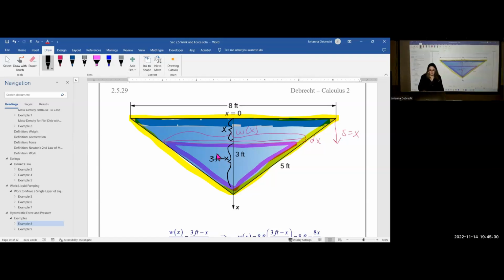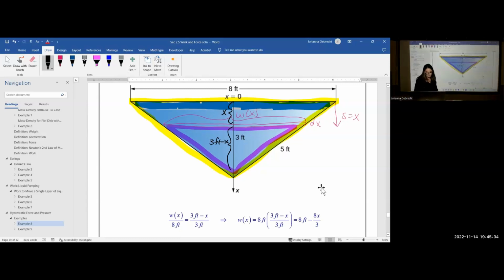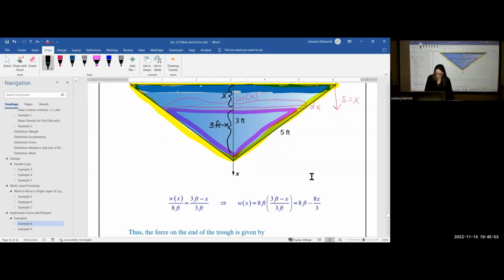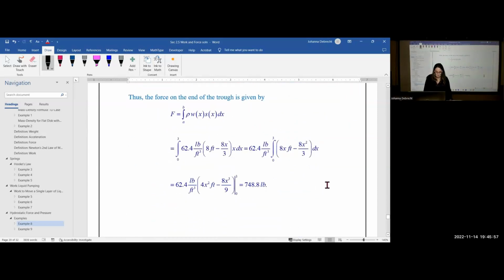All right. So when I set up the proportion, I get the following. W of X over 8 feet has to be 3 feet minus X over 3 feet. When you cross multiply and work it out, you end up with W of X is 8 feet minus 8/3 of X. So we have a relationship between X and W of X, and our S is the same as X. So now we can compute the force on the end of the trough.